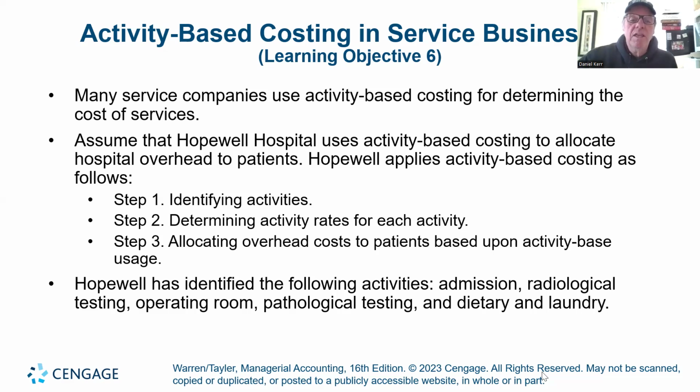In the case of admissions, it's pretty simple. It's them being admitted to the hospital. In the case of X-rays or radiology, it's the number of X-rays they get. So we determine the activity rate for each activity, and we come up with what's kind of an overhead rate for each activity. And then, number three, we allocate the overhead cost based on the activity-based usage. We'll start with a hospital, and then in the practice exercise, we'll try it for a bank.